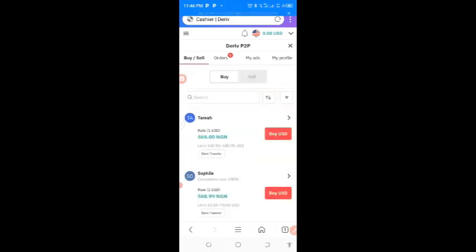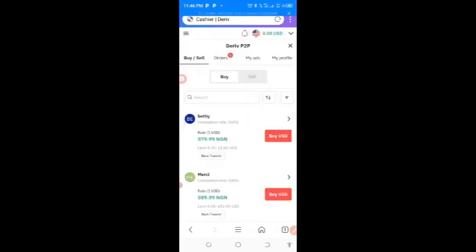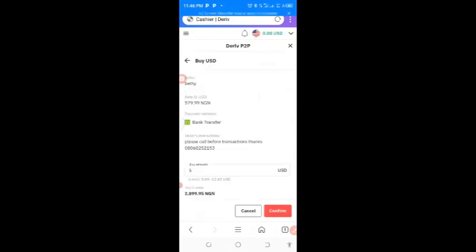Aside from this one, you can also click this area. So you look for the exchange rate, completion rate. So let's go to completion rate now. So this is the completion rate. All this completion rate now. So immediately you are in completion rate. Okay, look at this one now. Let me click this one.